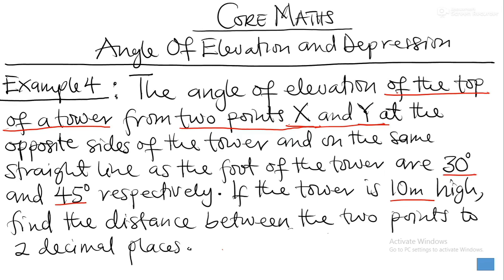You need your object, you need your points of observation, and that is all. Now that we have been given the 30 degrees and then the 45, take note: respectively. You have to be careful of this word, respectively. It means in that order. So the 30 degrees is for X and the 45 is for Y. I hope you are with me. Good. So now let's look at the solution.